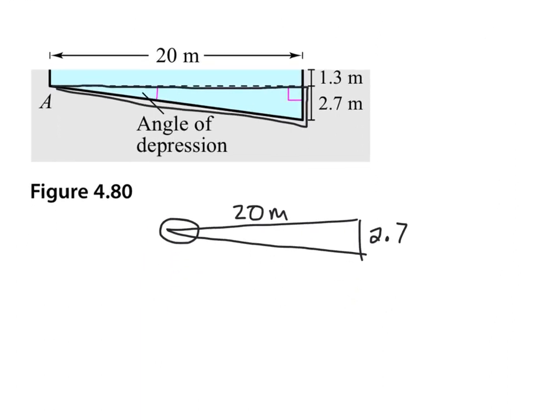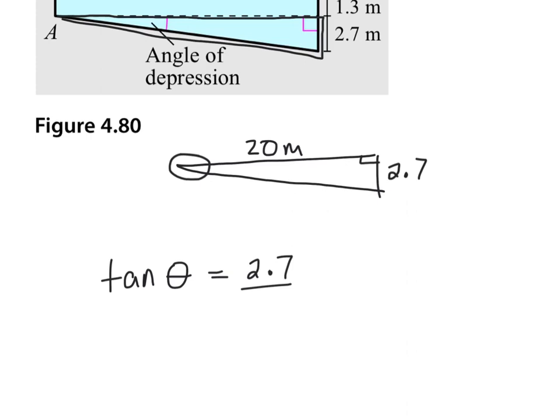So given that information, looking at the picture, what are they asking me to do? Which trig function? Tangent. A lot of times it works out to be tangent, guys. But it's tangent of theta. You don't know what that angle of depression is. So it's tangent of theta equals what? 2.7. The opposite of 2.7 over what? 20. So if you did 2.7 divided by 20 in your calculator, you get a random number.